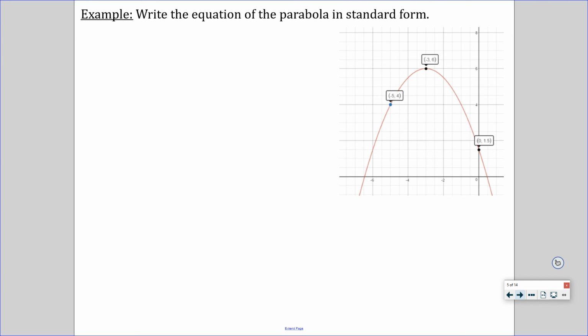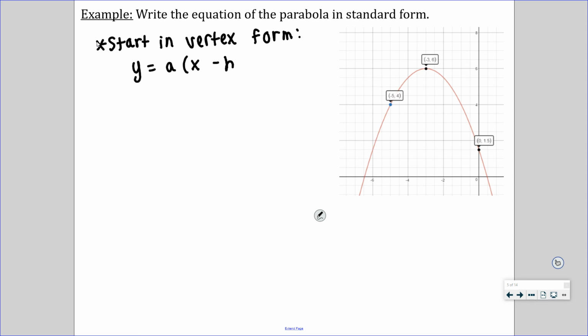So this time you're given the graph and they want you to write the equation. The easiest way to do this is to start in vertex form, which is this: y equals a times (x minus h) squared plus k. There's my vertex form. It's kind of like point slope form of a line. Vertex form of a parabola.